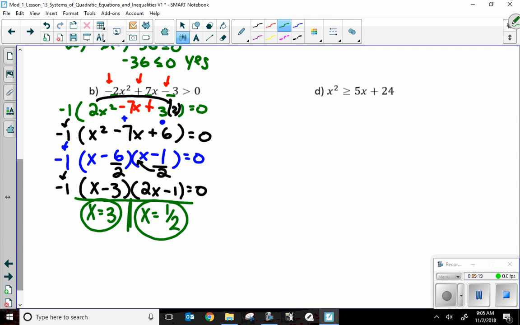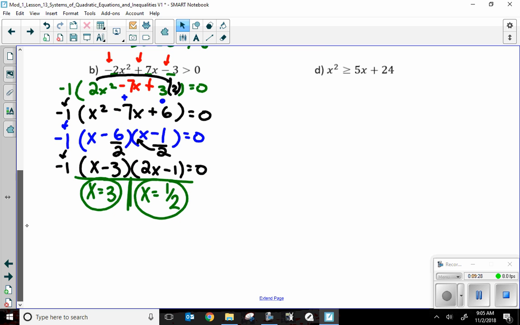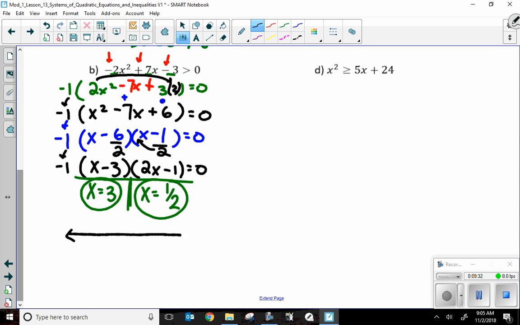Now, I need to represent this on a number line. I am going to go ahead and draw a number line here. And I am going to put my 2 points, 3 and 1/2, on the number line. And I'm going to put dots here. Do I fill them in or do I leave them empty?